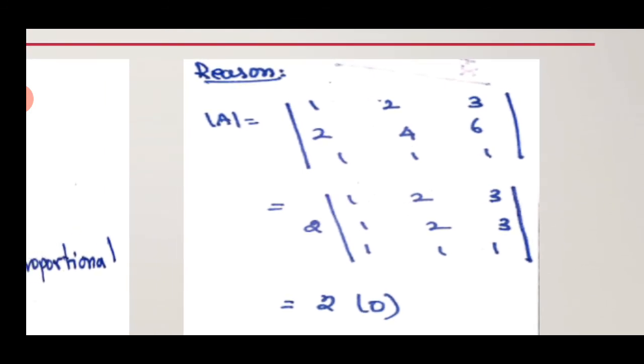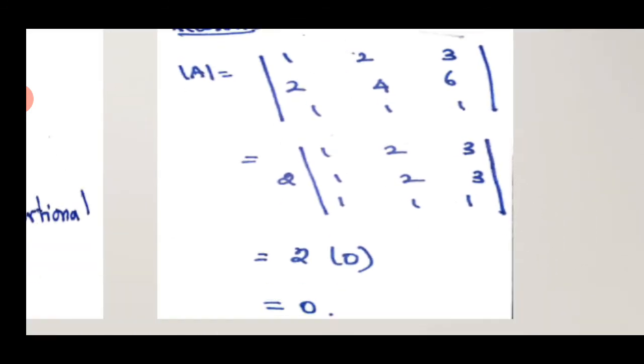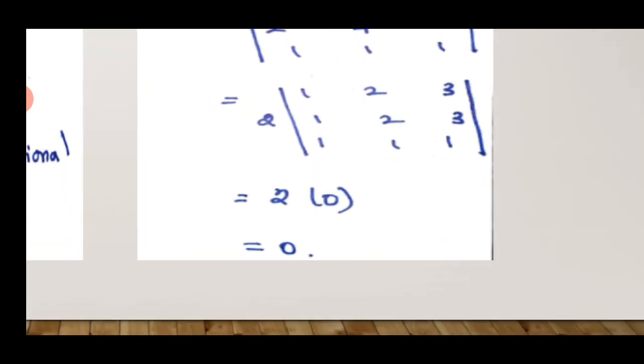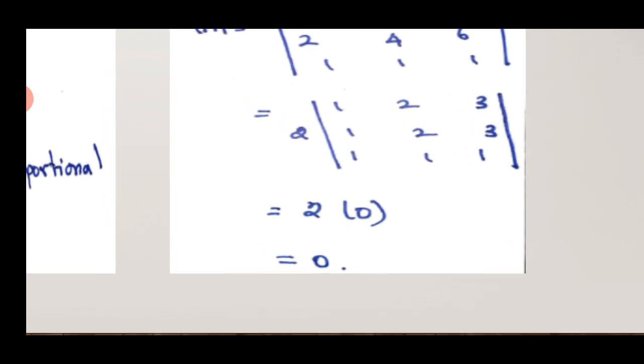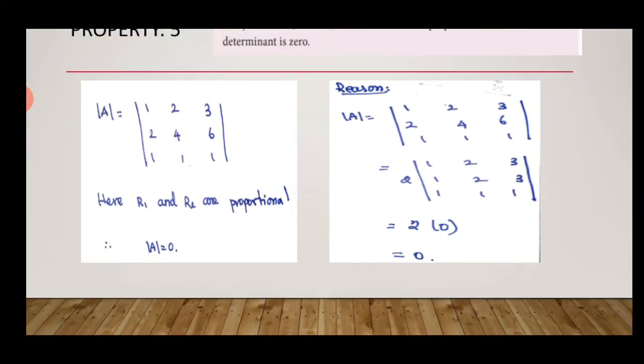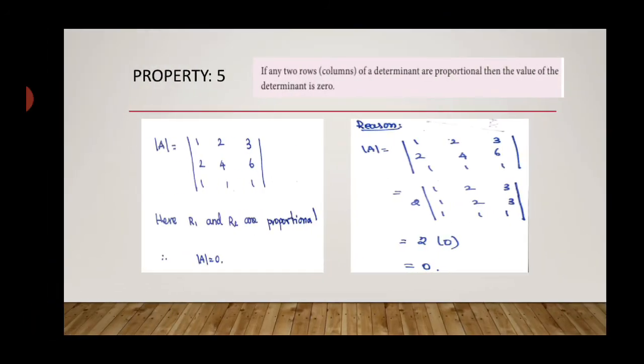If I take 2 outside, then the second row will be 1, 2, 3. Now see this. First row and second row look the same, 1, 2, 3, 1, 2, 3. If any two rows are identical, that means the same, the determinant answer is 0, without solving, we can write. So 2 into 0, 0. So this is the reason why they say for proportional rows also the determinant value is 0.